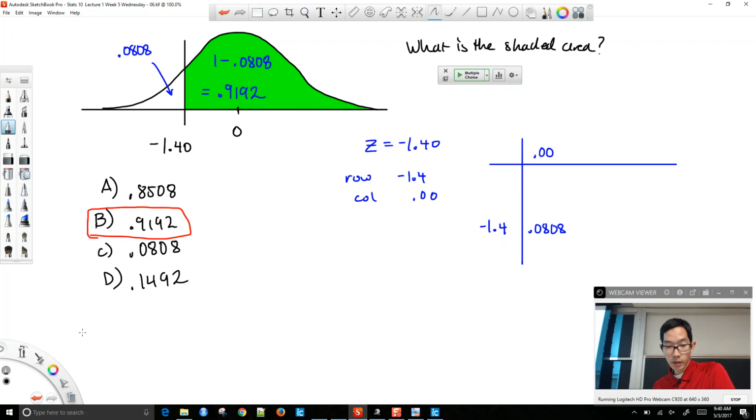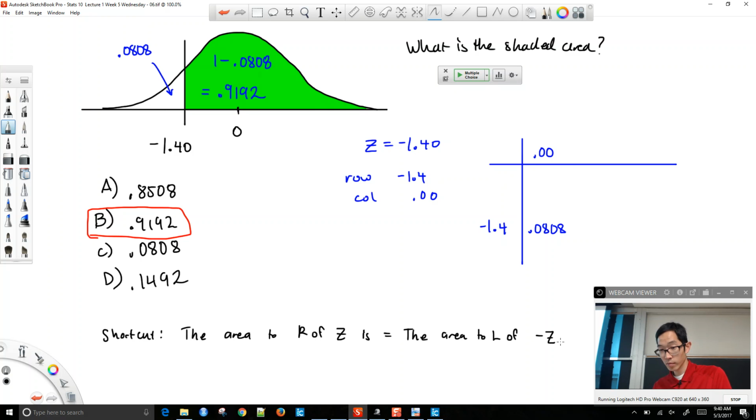I'm going to write a quick shortcut, and you don't have to use this if you're not comfortable with it. The shortcut is: the area to the right of z is equal to the area to the left of negative z. That's because the table is symmetric. So if you want the area to the right of negative 1.4, you can find the area to the left of positive 1.4.